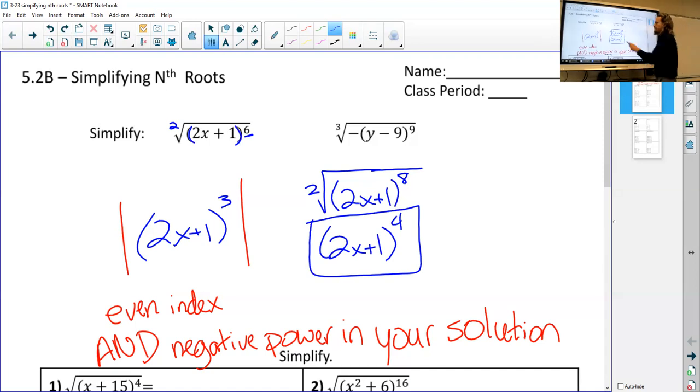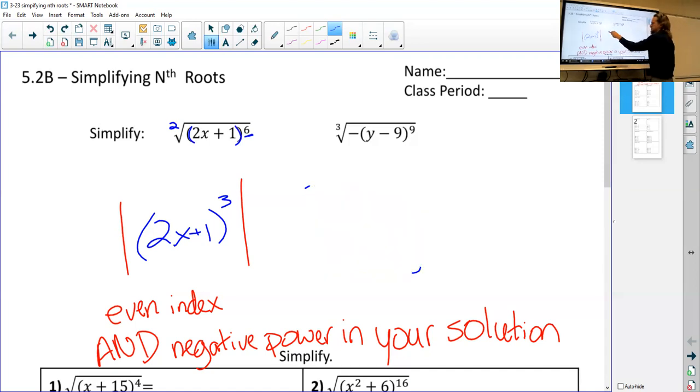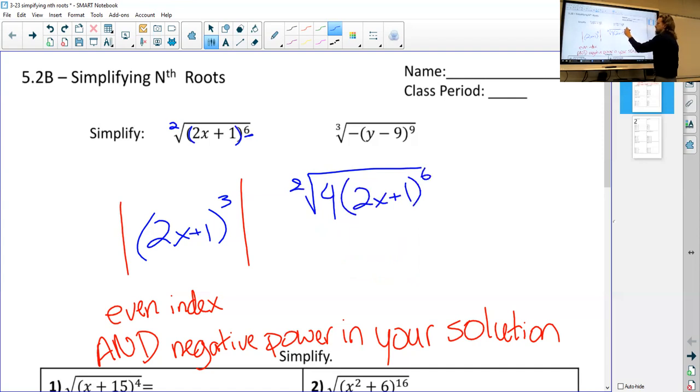Okay? So let's look at some other variations of this problem. What if I had the same problem, so square root, but let's say I have a coefficient here, so 2x plus 1 to the 6. We go back to the original problem. Okay? So I can take the square root of 4, that's just 2. And then I have my 2x plus 1 to the 3rd power.